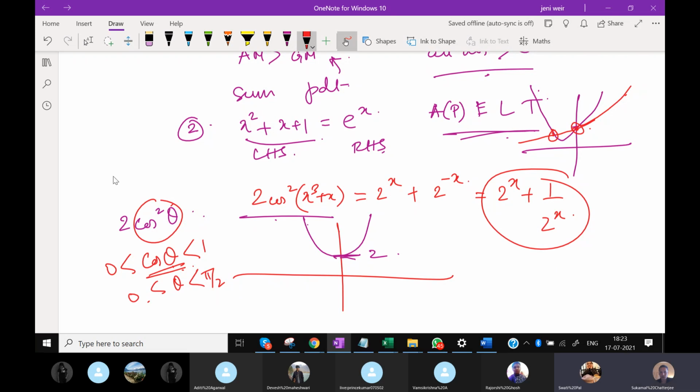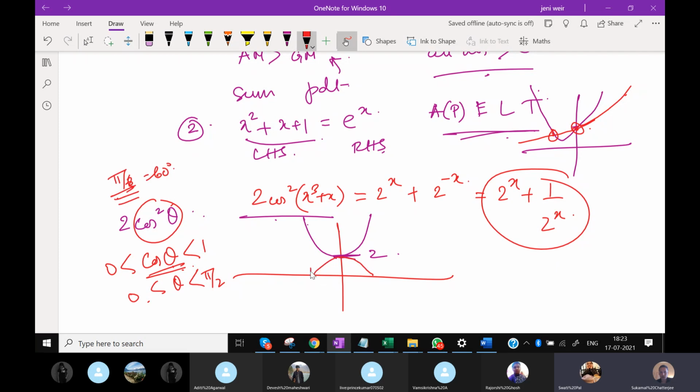Consider the value of pi by 3, or 60 degrees. Cos 60 degrees is half. Cos square 60 degrees is 1 by 4. So 2 into 1 by 4 would be half. That means the value of 2 cos square theta will also go down. Similarly, on the other side, it will go down.